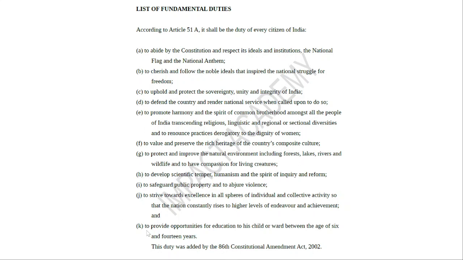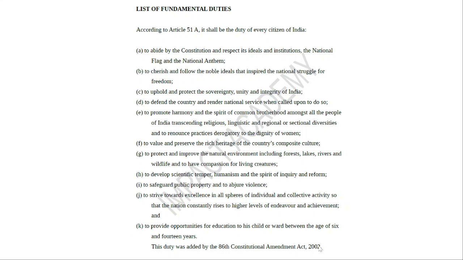At least remember E. One thing, remember K. K is the last one. E is women, and preserve rich heritage, environment, scientific temper, humanism, public property, abjure violence. You can remember I also, maybe because recently a lot of protests and public property damage have happened. So try to at least remember one or two. Try to remember E, dignity of women. First one is to abide by the Constitution, respect everything, and the last one is to provide opportunities for the child. And the last one is K.